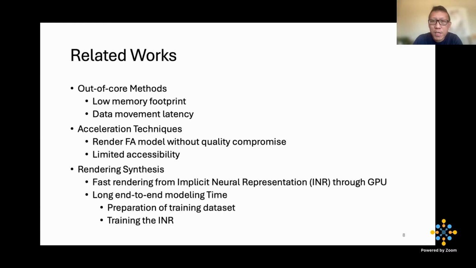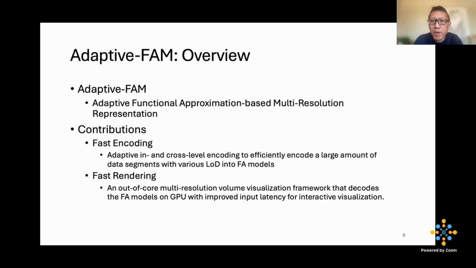So recently, deep learning-based rendering synthesis is emerging to enhance the performance of generating visualization results. This is achieved through inferencing a trained implicit neural representation on the GPU. However, rendering synthesis needs a long end-to-end modeling time due to the training dataset preparation and the training of the implicit neural representation itself. So in this work, we propose adaptive FAM, which is an adaptive functional approximation-based multi-resolution representation.